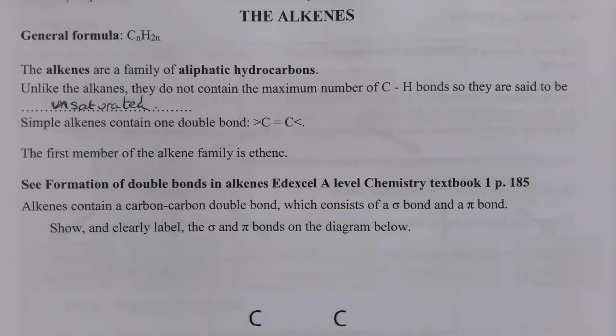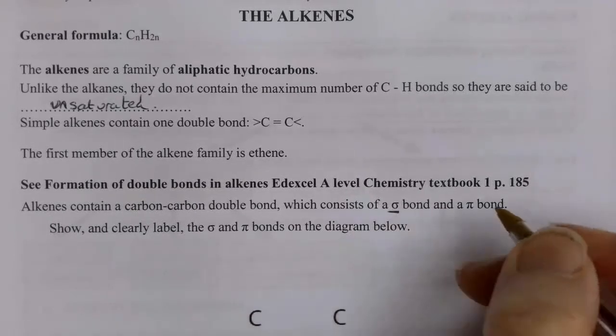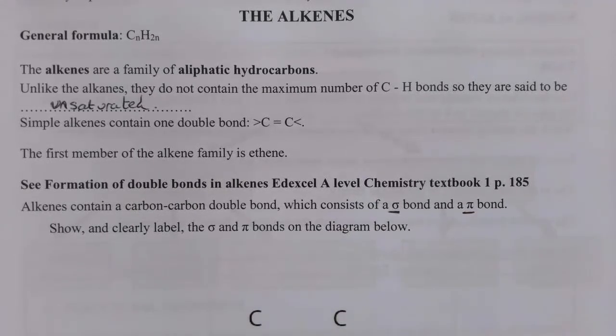Now we need to understand that there are two different types of bonds in the carbon double bond. There is a sigma bond and there is a pi bond. So sigma looks like this and pi is this one. And when they react, it's the pi bond that breaks, not the sigma bond. The reason for this is the pi bond is weaker than the sigma bond, which is why a double bond is not double the strength of a single bond. It's stronger than a single bond, but it's not double the strength.